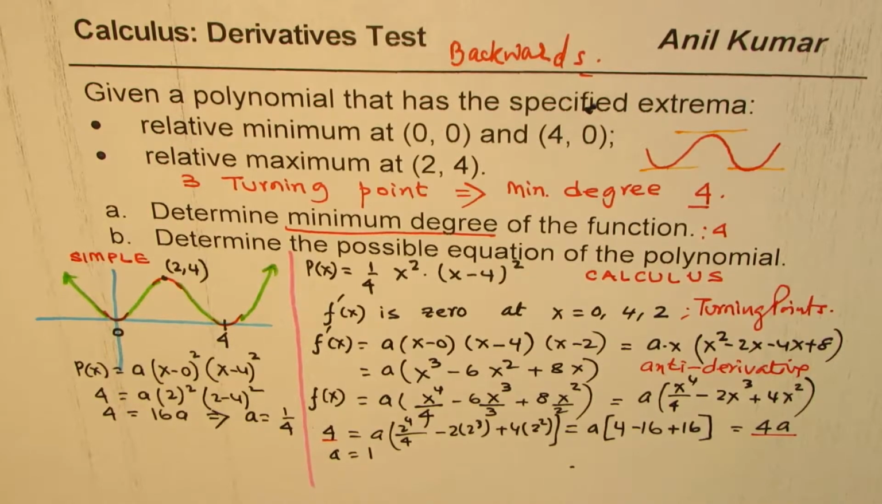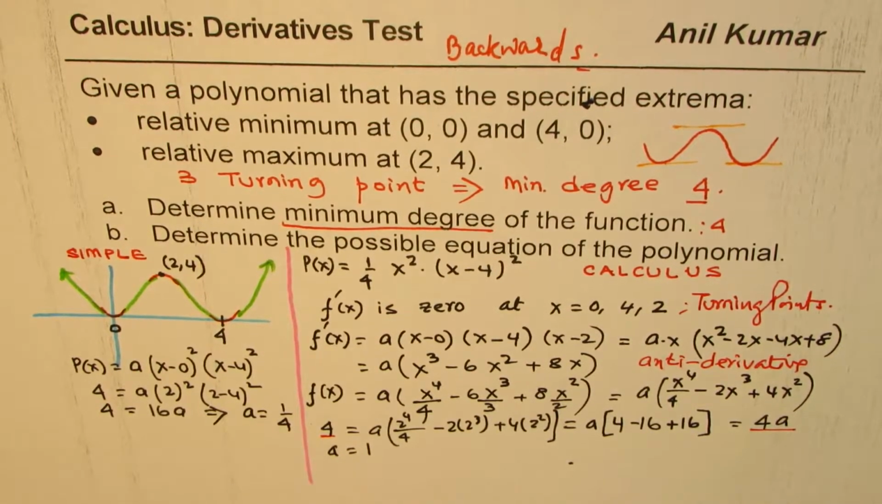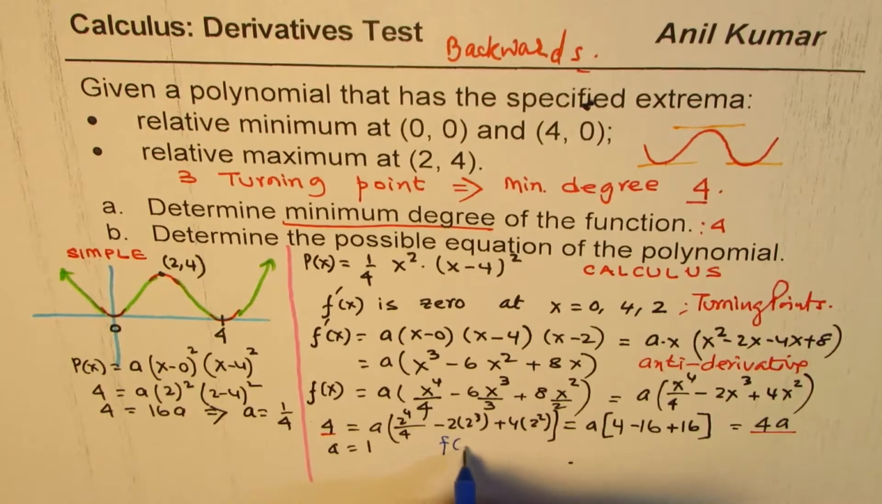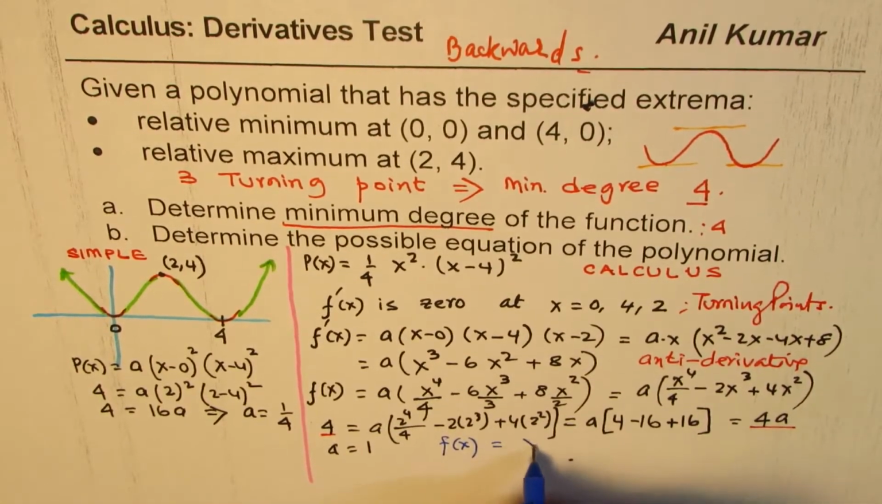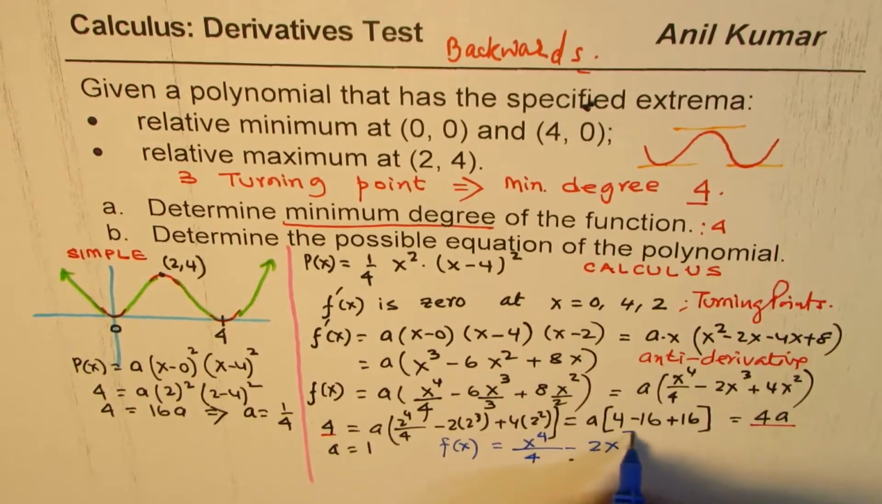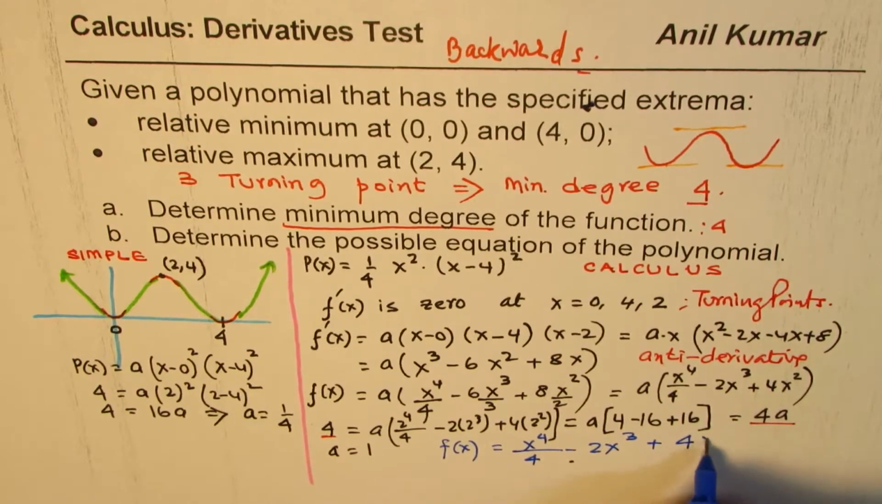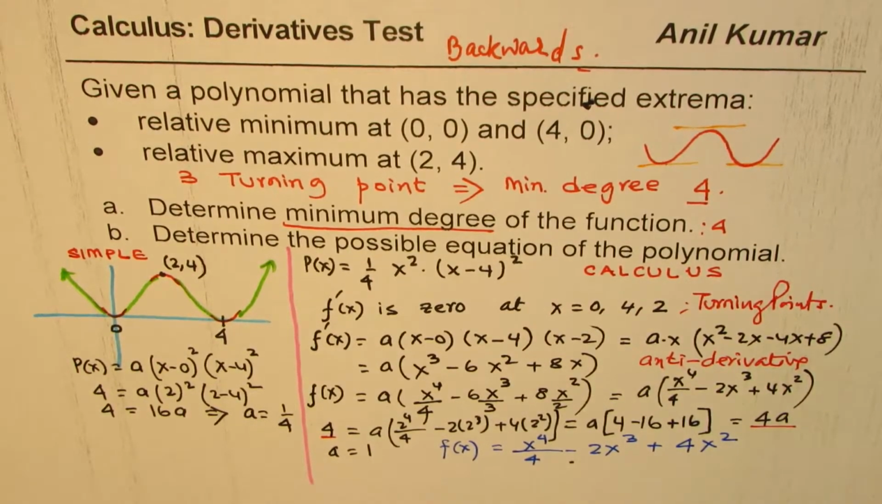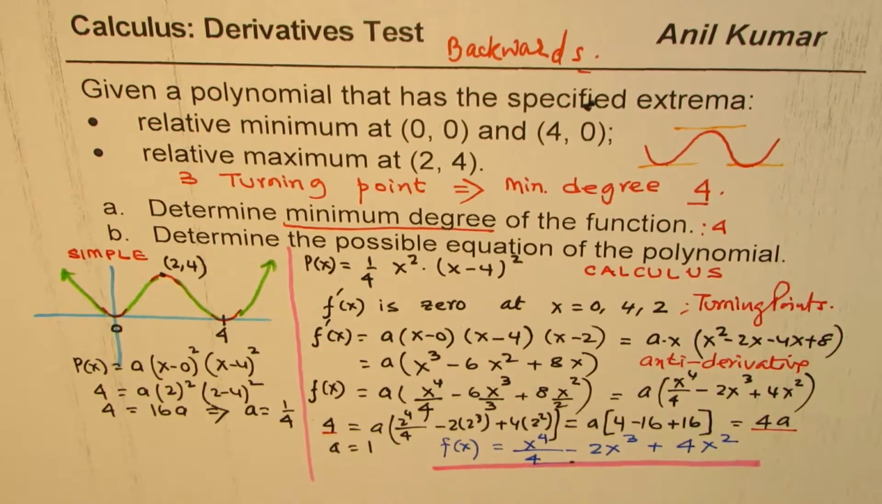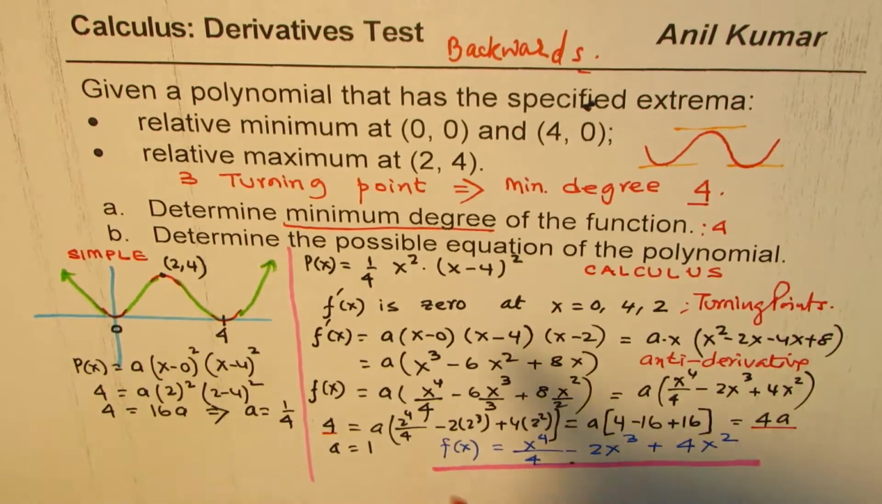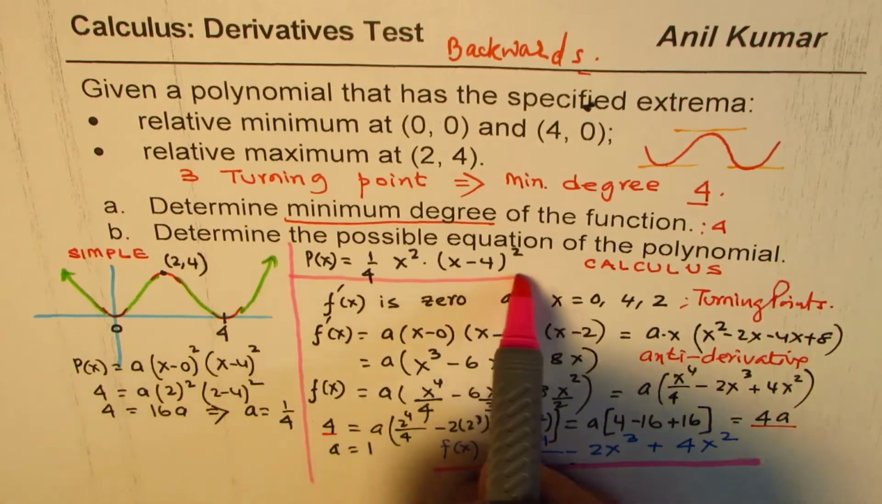And that gives you the solution, which is that the polynomial f of x, with a equal to 1, is x to the power of 4 over 4 minus 2x cubed plus 4x squared. So that becomes my solution. Do you see that? That is how you could get the equation of the polynomial doing antiderivatives. So this question is based on antiderivatives. We found earlier a solution which was here, right?